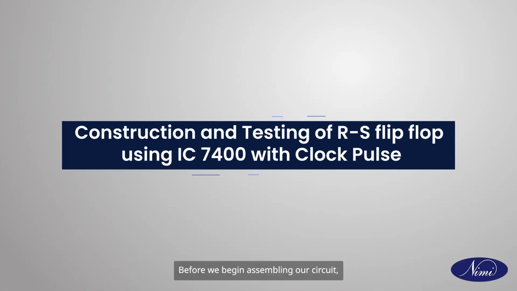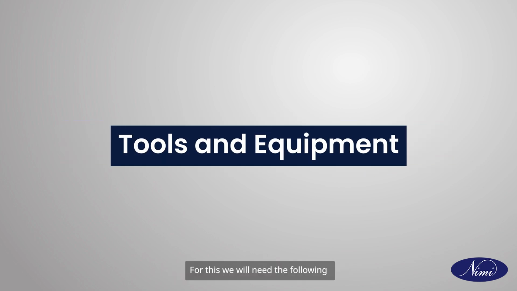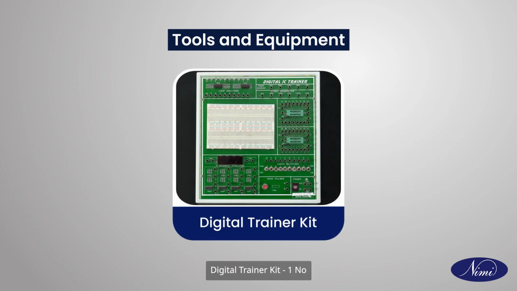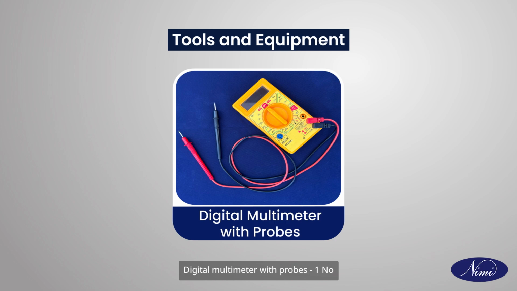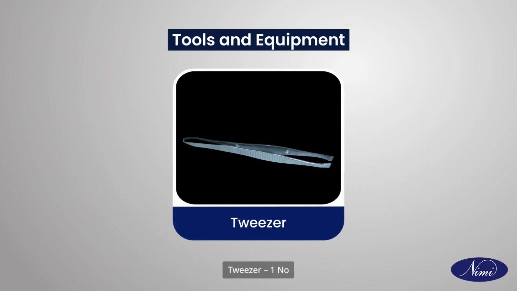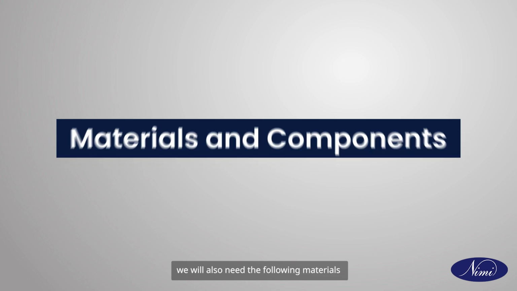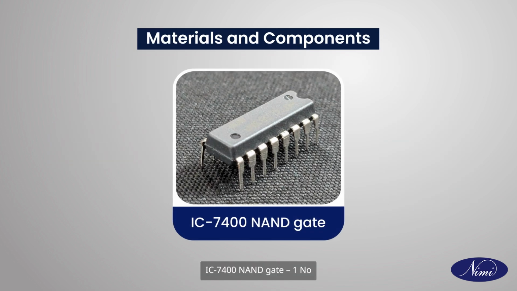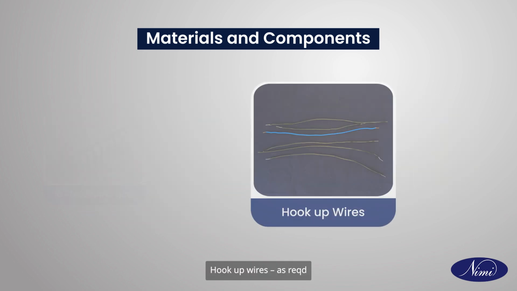Before we begin assembling our circuit, let's ensure we have all the necessary tools, equipment, and materials at hand. For this, we will need the following tools and equipment: digital trainer kit 1 number, digital multimeter with probes 1 number, wire stripper 1 number, tweezer 1 number. We will need the following materials and components: IC 7400 NAND gate 1 number, hookup wires as required.